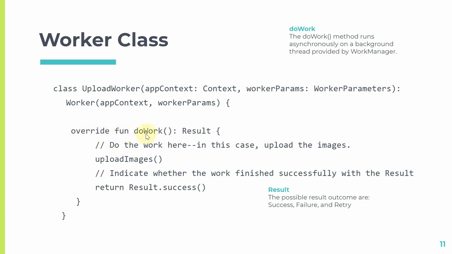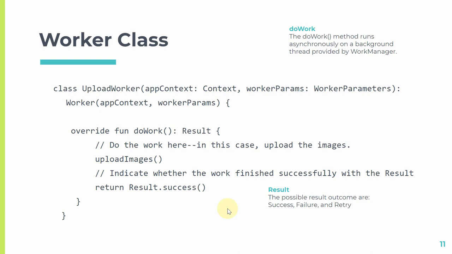This method runs asynchronously on the background thread provided by WorkManager. Inside this function, you put the task that must be done in the background, for example uploading an image, downloading updates, checking for an update, and so on. So it does something that runs in the background. The result could be success, failure, or retry.